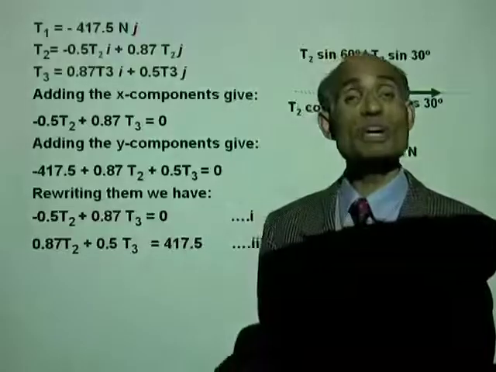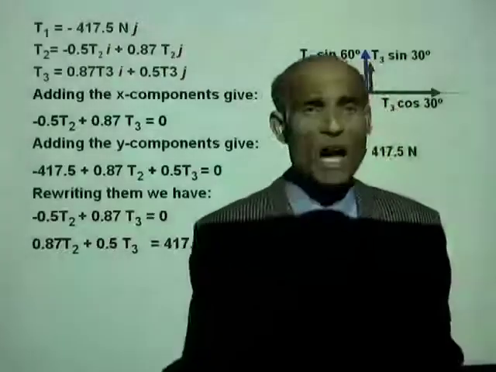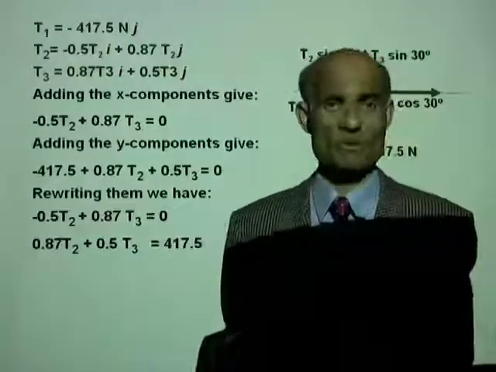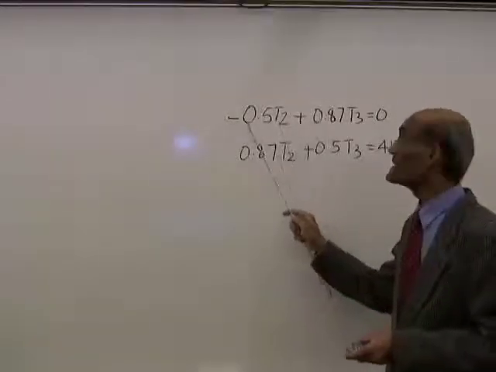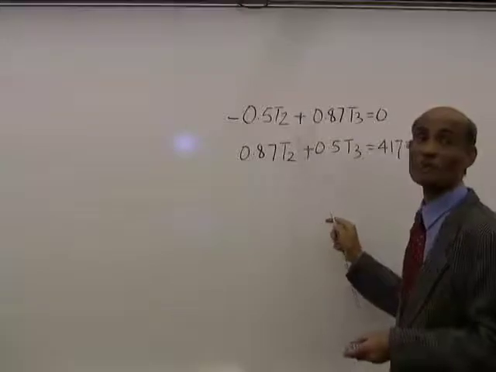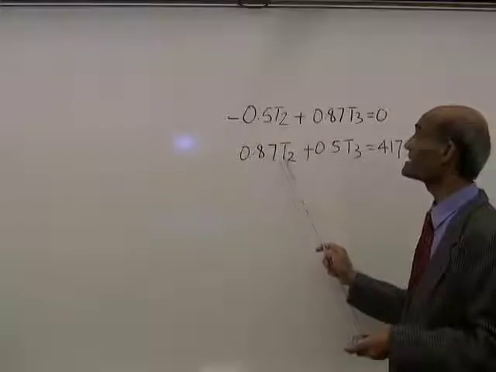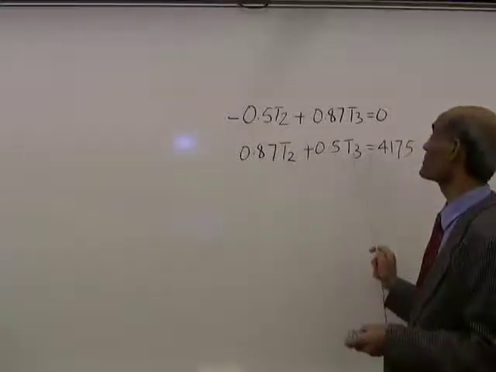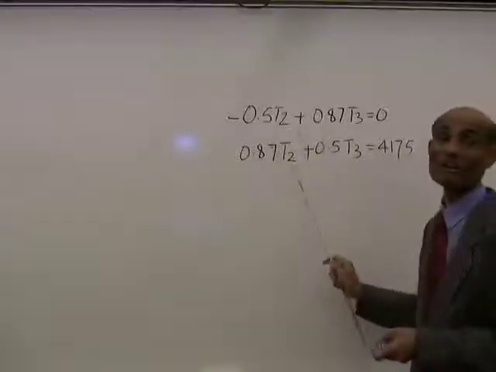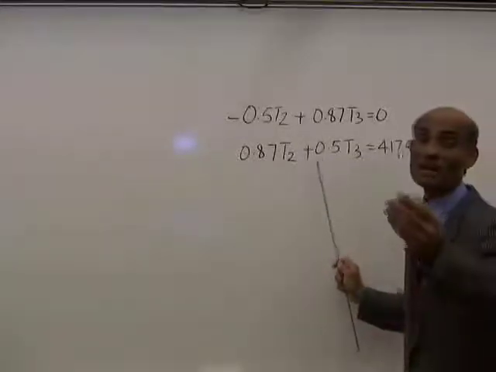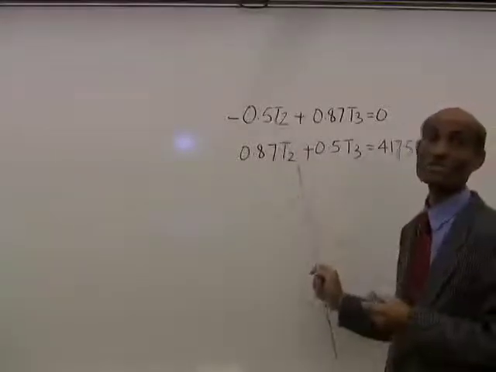I'm going to keep the calculator in front of the camera and see how best you can see that. Now these are the two equations we have. Negative 0.5 T2 plus 0.87 T3 equal to 0. 0.87 T2 plus 0.5 T3 equal to 417.5. Now write this on a piece of paper so that when I show you that equations are in front of you, because I'm going to take this off.